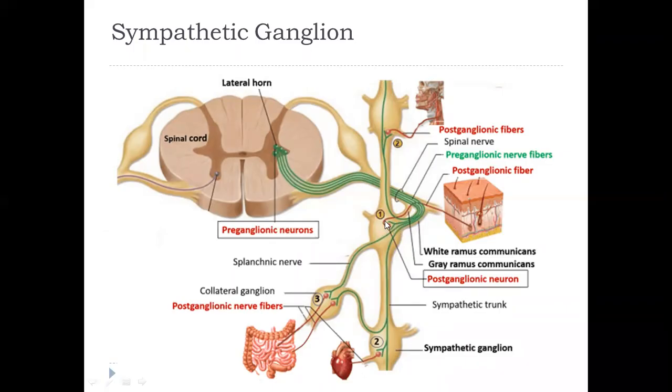White rami communicantes communicate the spinal nerve with the sympathetic ganglion. Within the sympathetic ganglion, there is a neuron called the postganglionic neuron, and that will give rise to a fiber, the postganglionic fiber, that will enter the spinal nerve through the gray rami communicantes. The postganglionic fiber will go to the end organs and exert the action of the autonomic nervous system. This is just to give you an idea about how the sympathetic ganglion is connected to the spinal nerve through the rami communicantes.